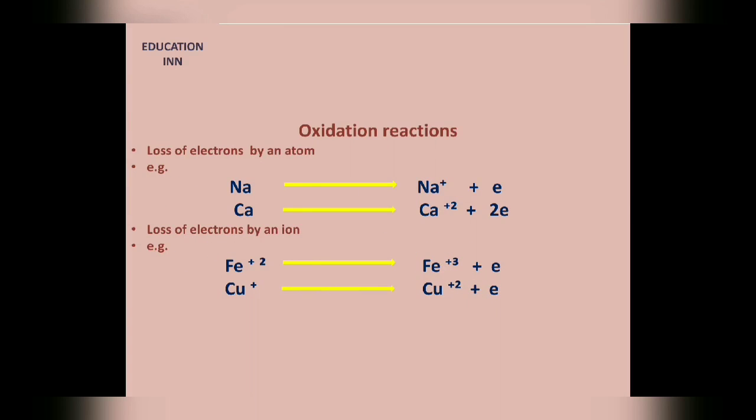Copper shows two oxidation states, +1 and +2. When copper +1 loses another electron, it produces copper +2, and this loss of electron is termed as oxidation reaction. When an atom loses electron, it gains a positive charge. Therefore, sodium ion, calcium ion, iron ion, and copper ion all have positive oxidation state.